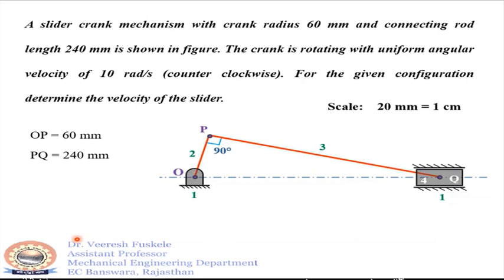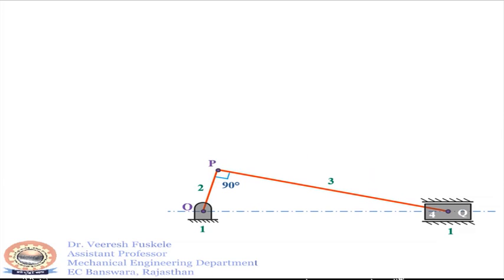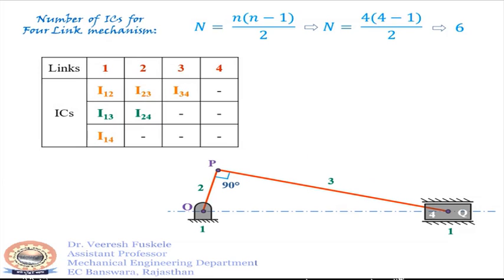So let's move ahead with the instantaneous center method. So first of all, we need to find out the number of instantaneous centers. That can be found out from the formula N is equal to n into n minus 1 upon 2, which will give us the number of instantaneous centers as 6. Listing these: I12, I13, I14, I23, I24 and I34. So as we have learned before, we can locate some of the instantaneous centers by inspection and others by Kennedy's theorem. So first of all, let us locate the instantaneous centers by inspection.